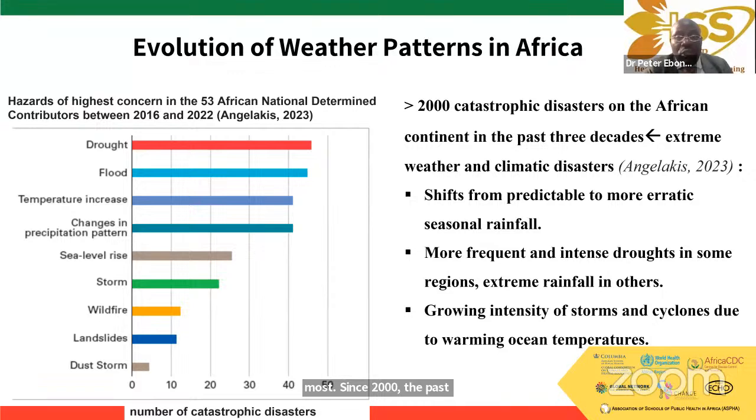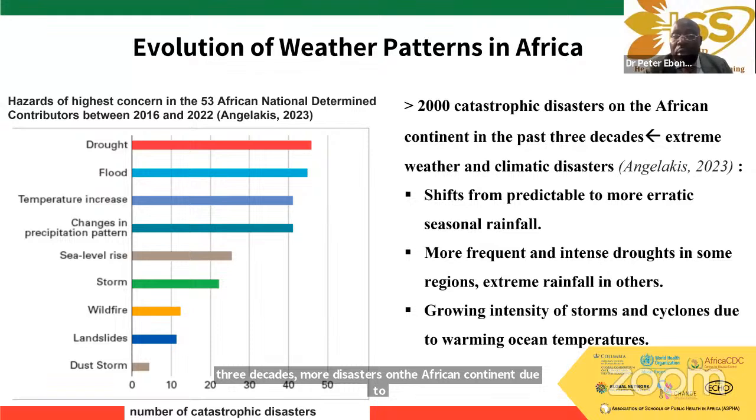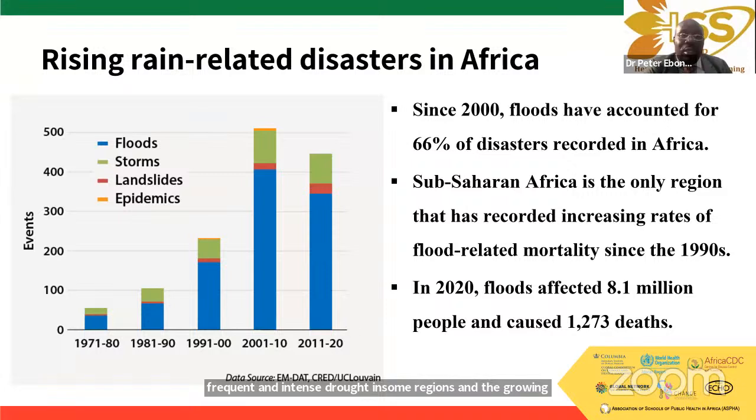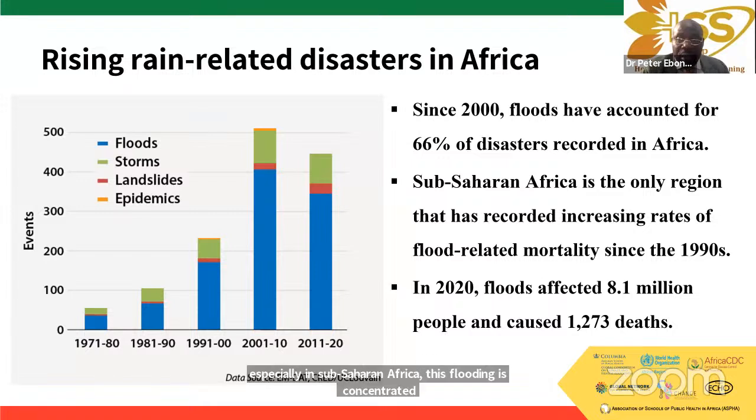This is mostly linked to the shift from predictable to more erratic seasonal rainfall, more frequent and intense drought in some regions, and the growing intensity of storms and cyclones due to warming ocean temperatures. Rain-related disasters in Africa are rising, and flood has accounted for 60% of the disasters recorded in Africa, especially in sub-Saharan Africa. We can see that this flooding is concentrated in East Africa, with South Sudan, Somalia, Kenya, and other countries in Africa.